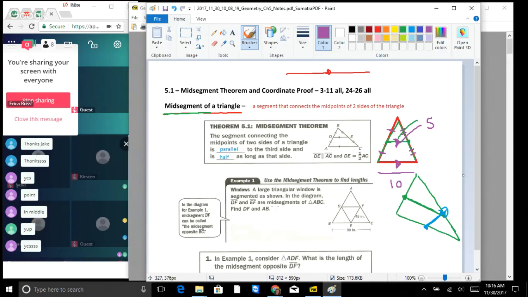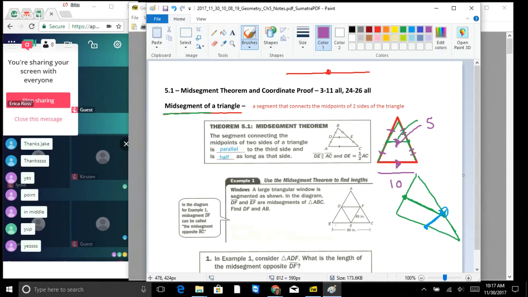Okay, good. All right, so example 1, use the mid-segment theorem to find the lengths. This will be a really cool window if it was a window somewhere. A large triangular window is segmented as shown. This is probably some really cool triangular stained glass. In the diagram, DF and EF are mid segments of triangle ABC. So we know that DF and EF are mid segments. Find DF and AB.